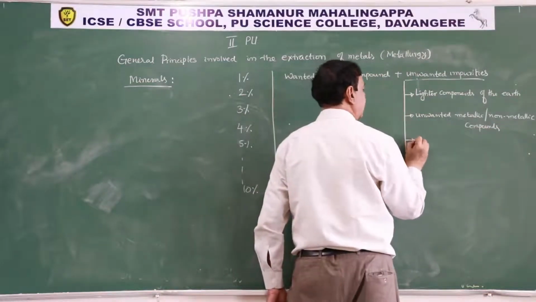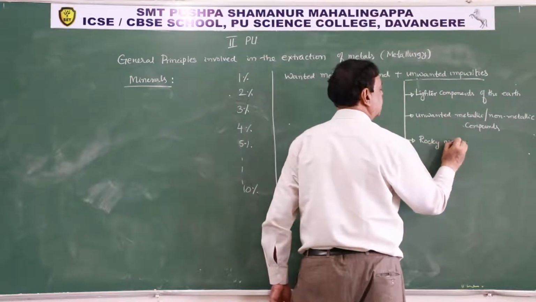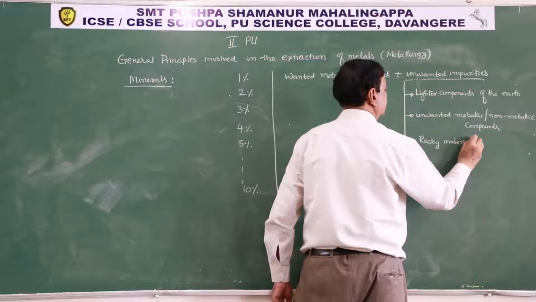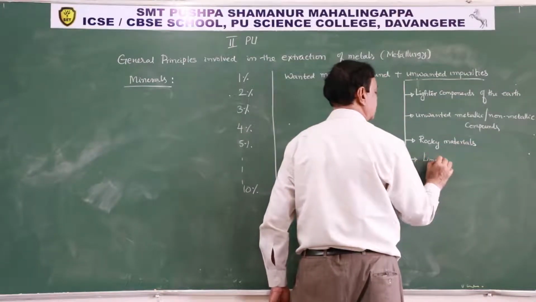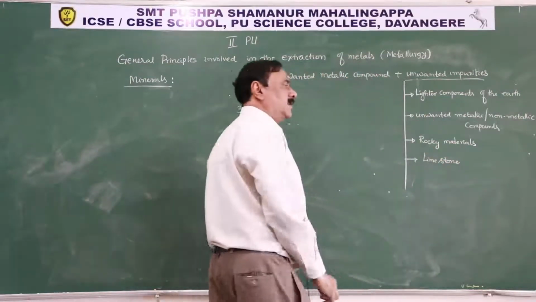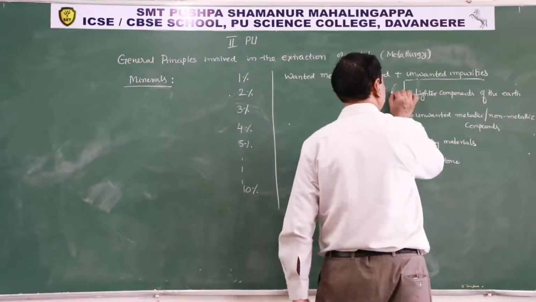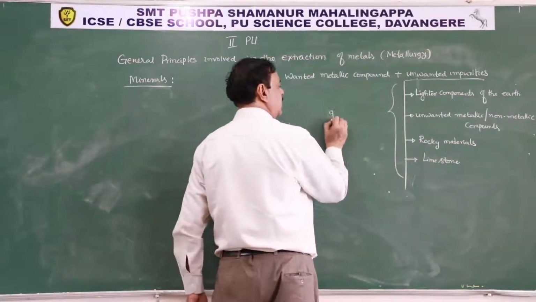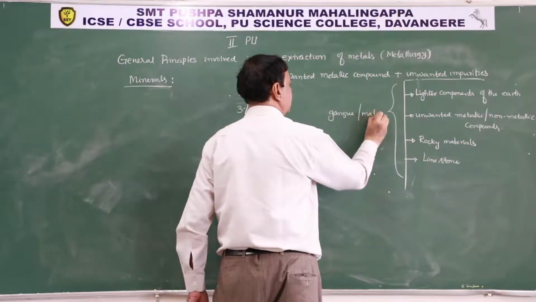And rocky metals, rocks, and also limestone. These rocky metals and limestone are collectively called as a matrix, gangue metals. Gangue metals are matrix.